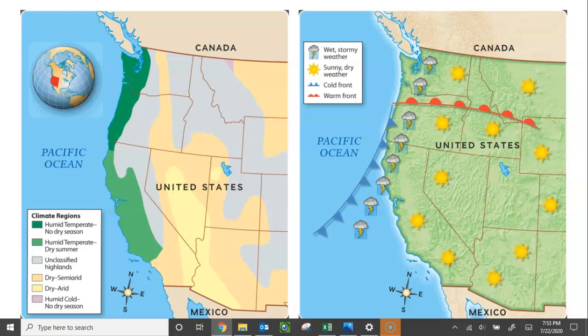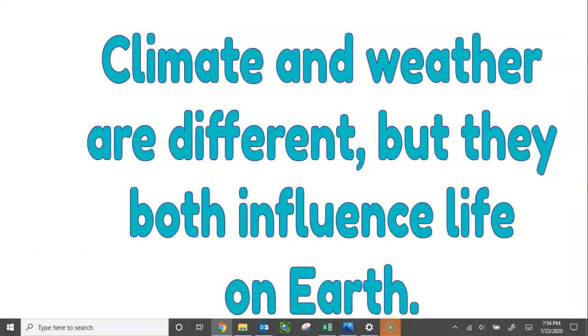You've got humid temperate with a dry season. In the summer, you've got no dry season. You've got unclassified. You've got dry semi-arid. You've got dry arid. You've got humid cold. But if you look at the weather map, you can see how many different climate areas or climate zones have the same weather. And that's because weather is different than climate. Remember, climate and weather are different, but they both influence life on Earth.